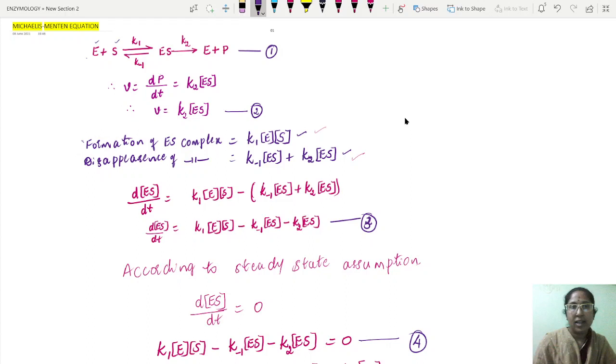Therefore, writing the first order reaction, V is equal to K2 into ES, and let us consider this as equation number 2. At any given time, the rate of total production of the ES complex is the difference between the formation of the ES complex and its disappearance. The formation of the ES complex is represented as K1 into E into S, and the disappearance is represented by this term.